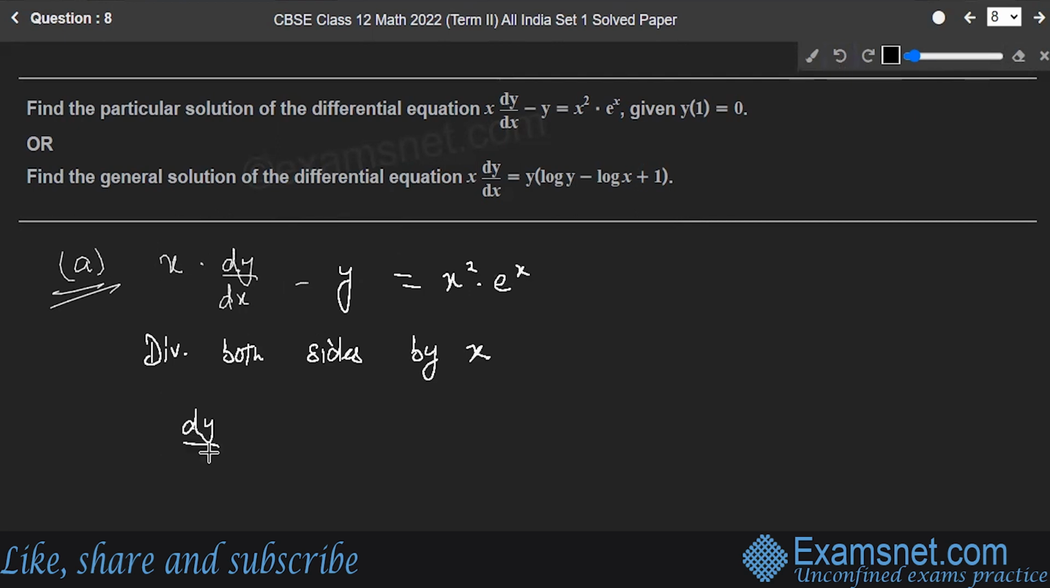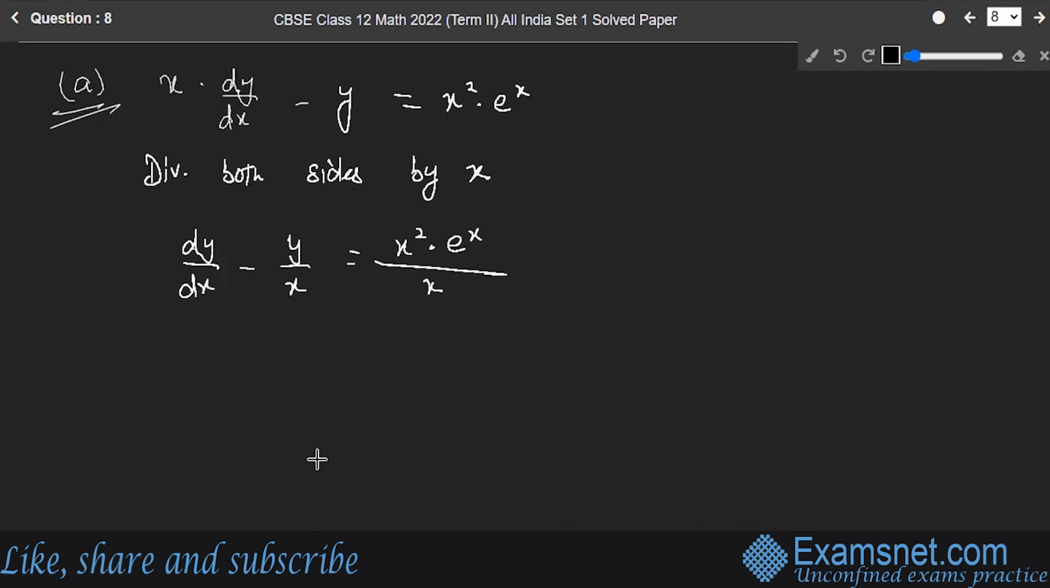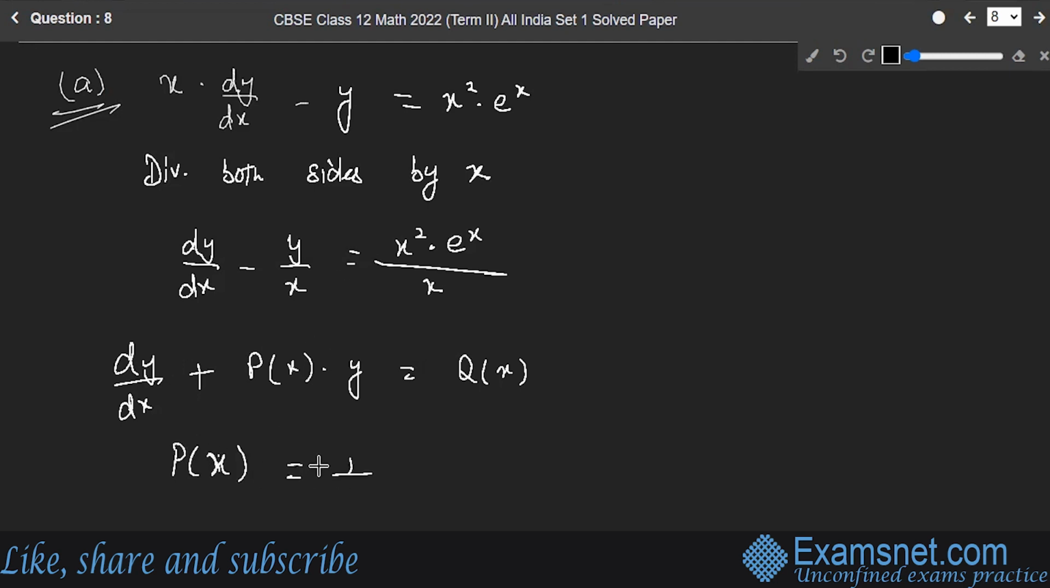Both sides by x, you have dy by dx minus y upon x is equal to x square into e raised to power x upon x. Now here, this is of the form dy by dx plus P of x into y is equal to Q of x. So here P of x is equal to minus 1 by x and Q of x is equal to x square into e raised to power x upon x, or this is equal to x into e raised to power x, because these two will cancel.